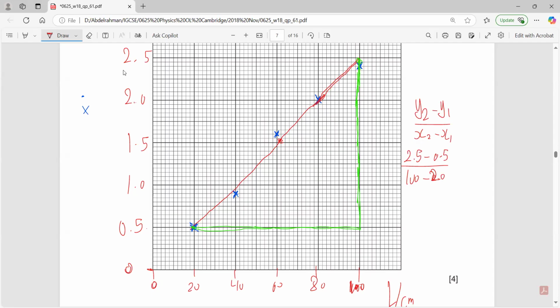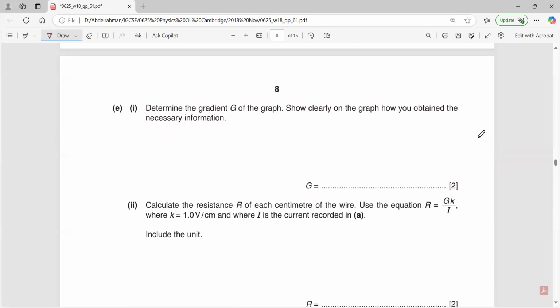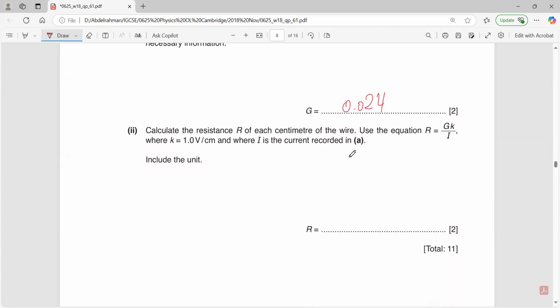2 over 80, which would be 0.025. This would be 0.025. If you used 2.4 minus 0.5, it would be slightly less, which is okay. The other one would be around 0.023 or 0.024, which is again acceptable.